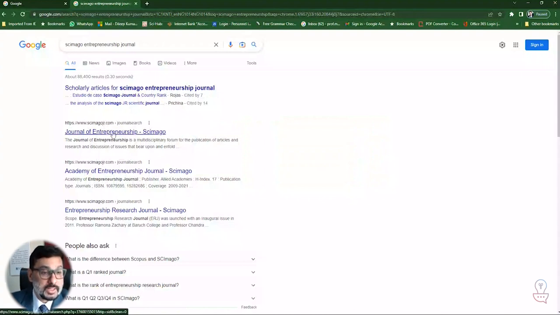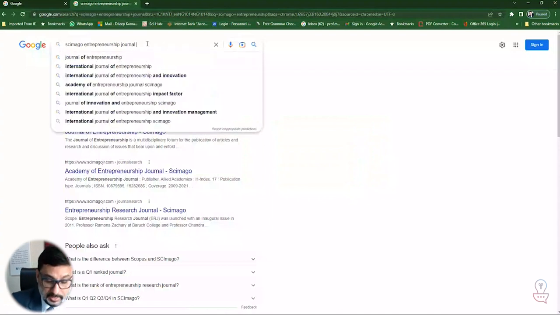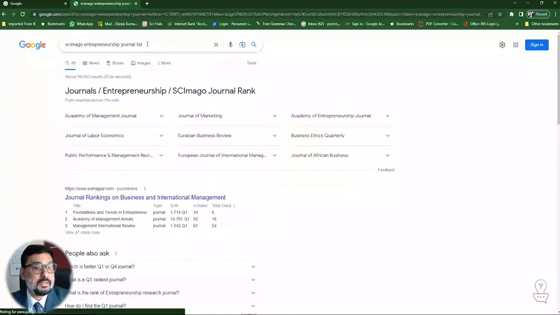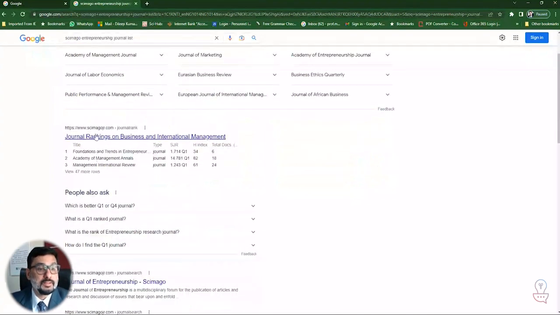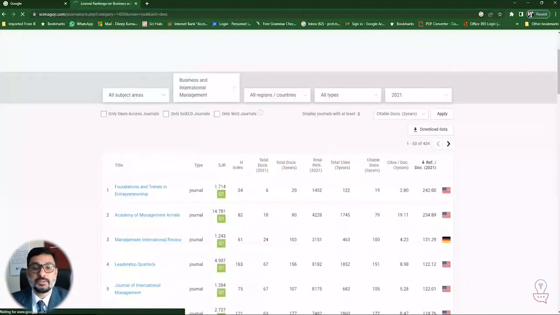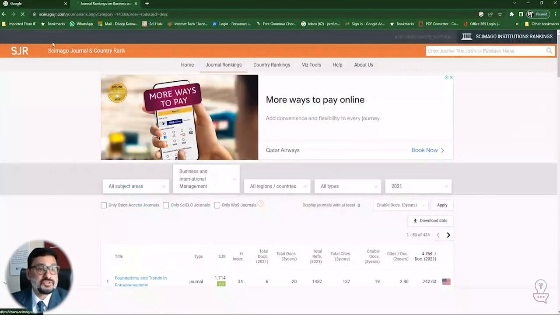Just connect, Journal of Entrepreneurship is coming under. All right, I can even get the journal list. If you put the list over there, you can get it. So look here, journal rankings connected with entrepreneurship. So you just put SCImago, entrepreneurship, journal list. Just go to this site. You'll get a site like this, SJR, SCImago Journal and Country Rank.